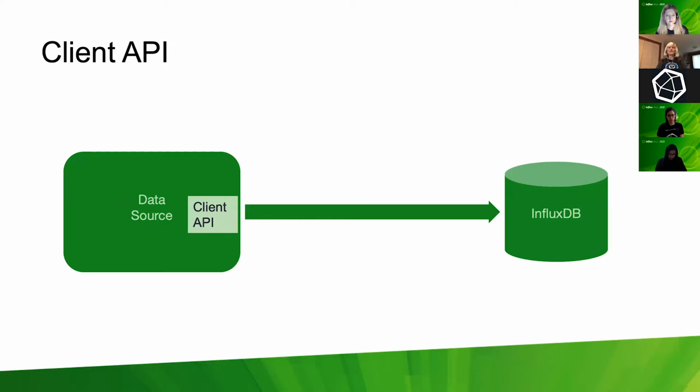This probably makes more sense for some custom applications where you have the flexibility to modify how the application works. And so it's all in one unit. And the client API will then take care of things like retrying, converting the data into the form that InfluxDB expects it to be in.